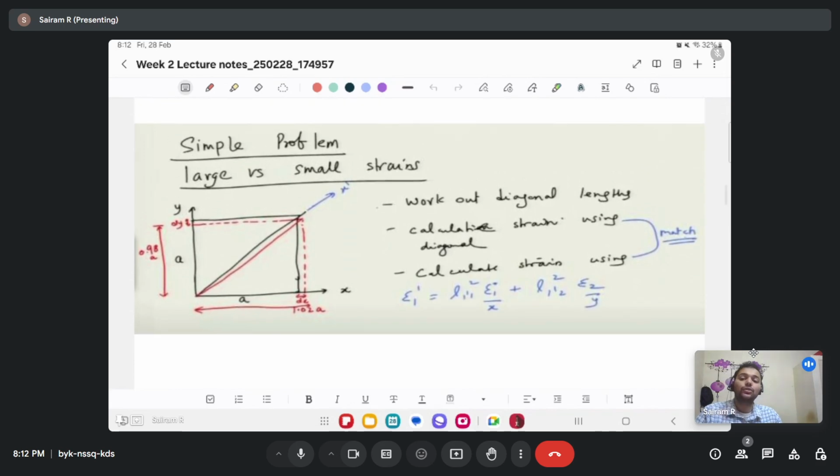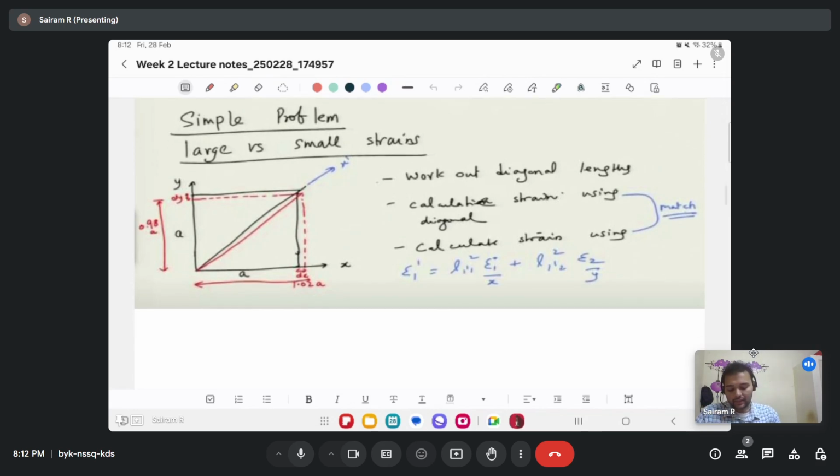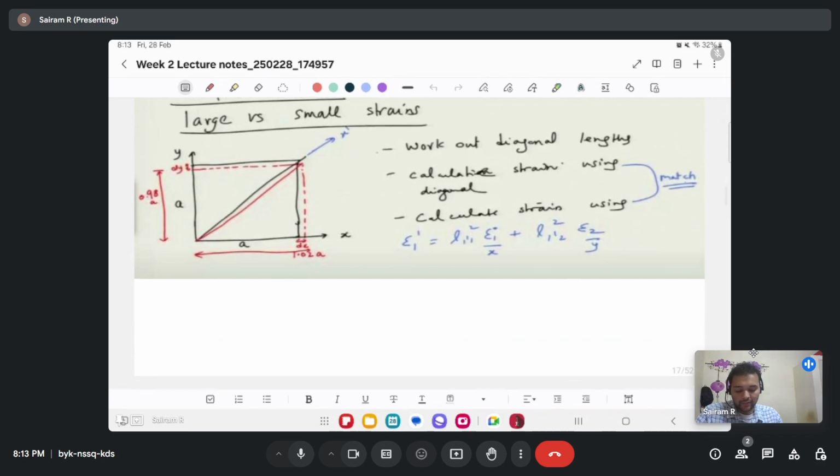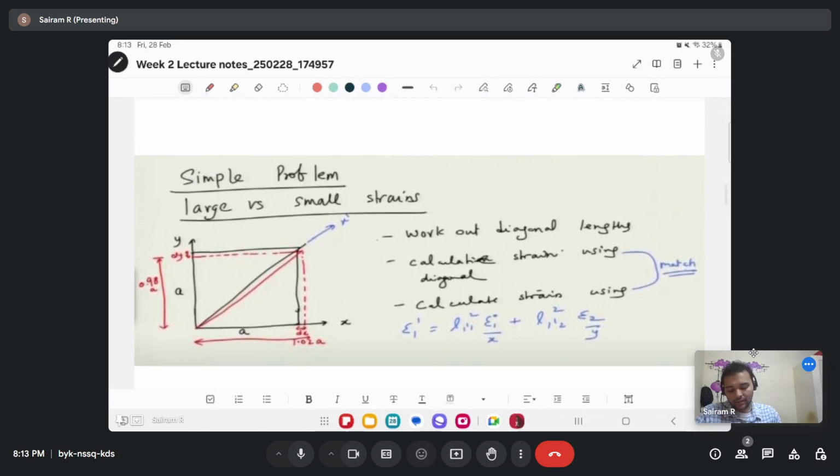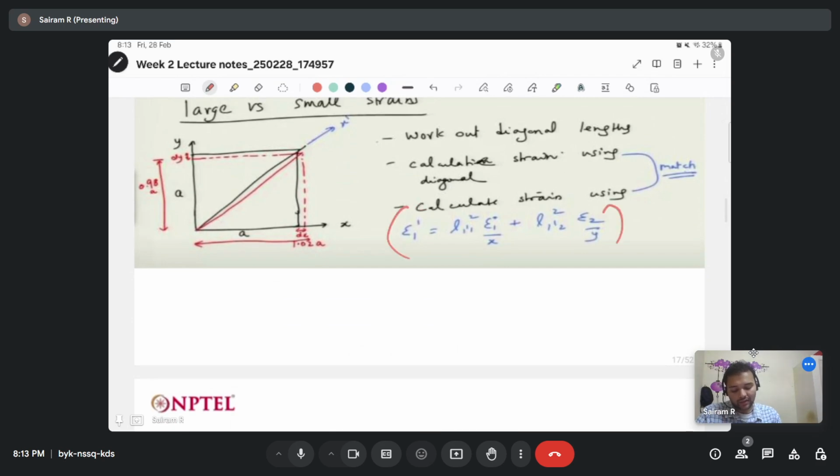Professor also asked you to think about a simple problem of very small strains versus very large strains. What was going to happen when we deform a particular thing in the x direction along the x prime y, where the x is displaced by dx, which is 0.02a, and y is displaced by dy, which is again 0.02a? What is going to be the strain? So let us calculate. So we can calculate the length of the diagonal of this new shape that is formed, and then you can use the formulas epsilon 1 and epsilon 2 as well, which is given here. What is the length of the diagonal?